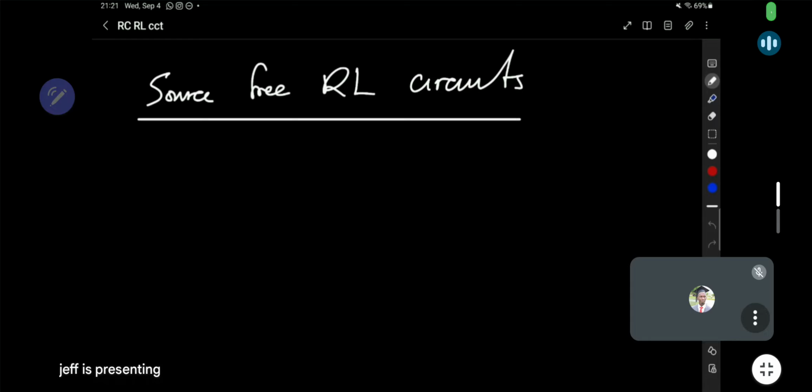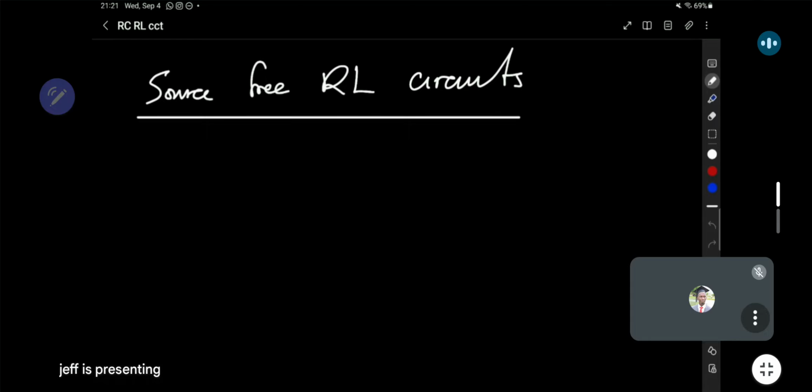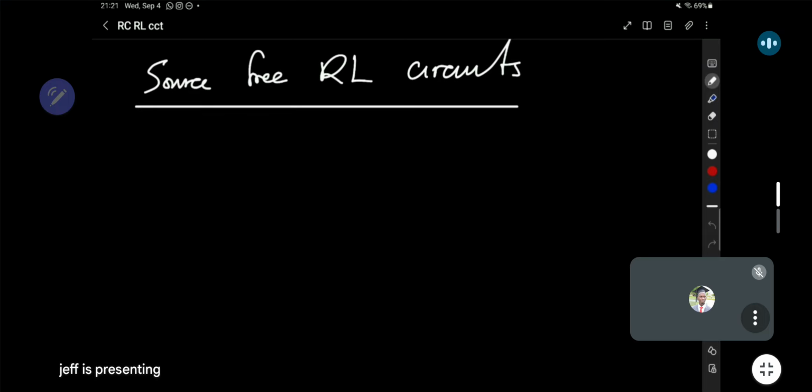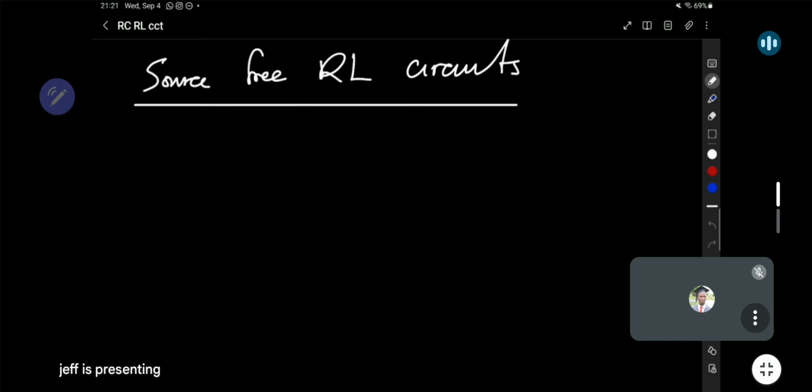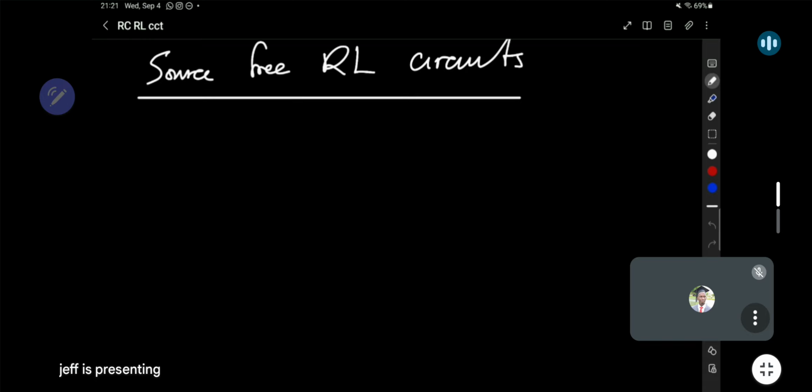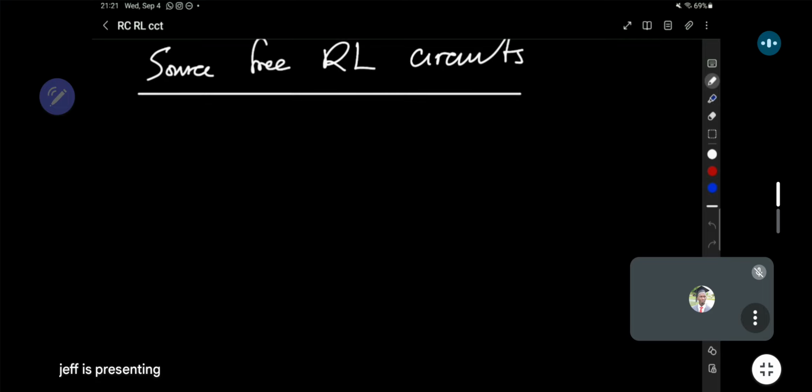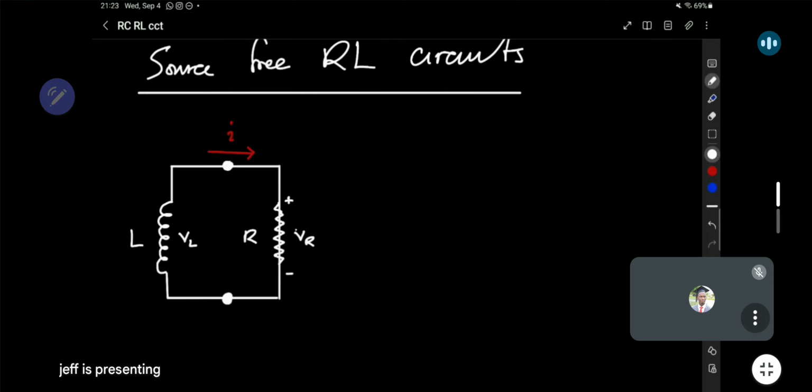Okay, so in this video, we're now going to look at the source-free RL resistor inductor circuit. Again, we're trying to understand what response an inductor will produce when it remains the sole supplier of energy to a resistor in a circuit. So we start by looking at a basic circuit containing an inductor and a resistor. If we consider a circuit like this one here, what happens?